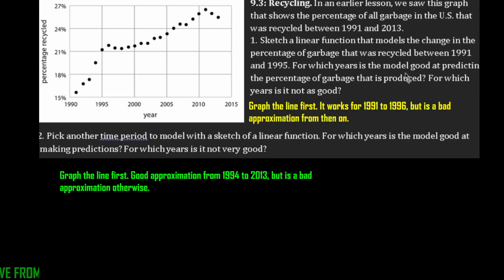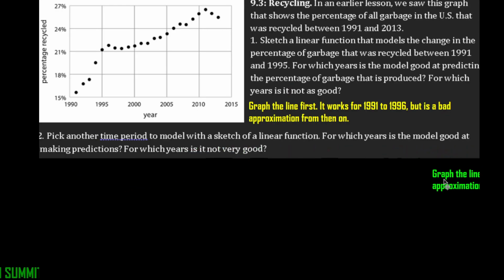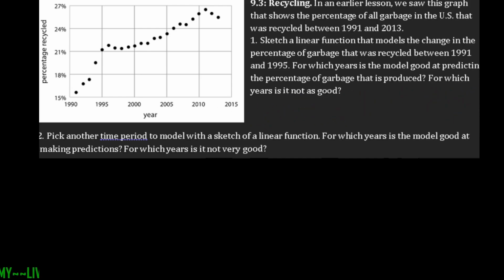All right, for the next part, it says recycling. So for this part, it says in an earlier lesson, we saw this graph that shows the percentage of all garbage in the U.S. that was recycled between 1991 and 2013. So first, we have to sketch a linear function that models the change in the percentage of garbage that was recycled between 1991 and 1995. So let's graph that out. And it says, for which years is the model good at predicting the percentage of garbage that is produced? For which years is it not good?